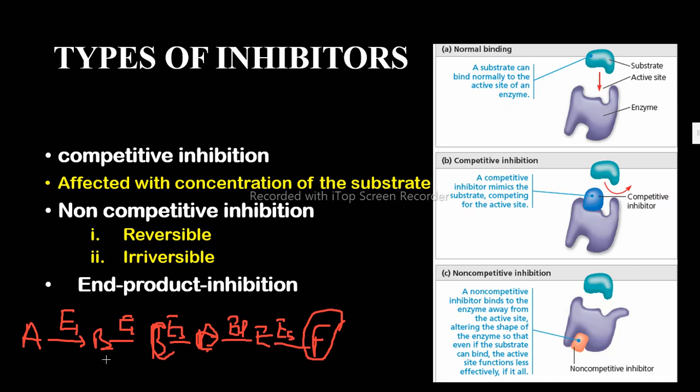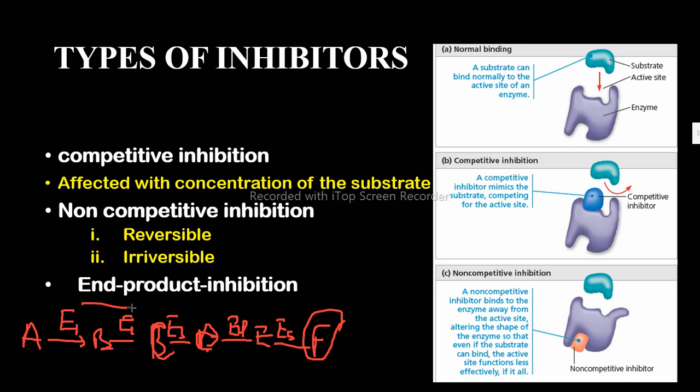Then if F accumulates, if you produce excess of F, it will be a waste. You'll be wasting resources which are not even there. So you first find means of regulating such a process. And the only way of regulating this process is by end product inhibition.